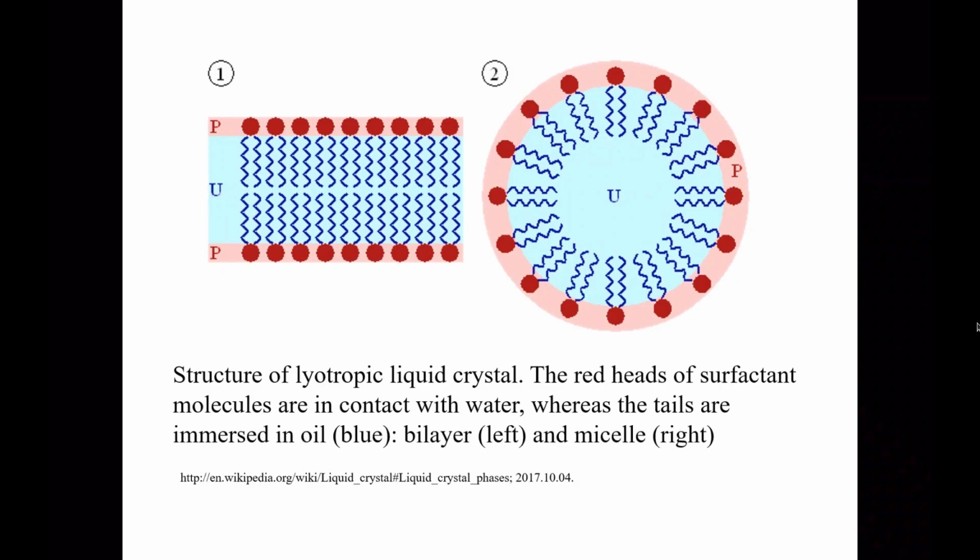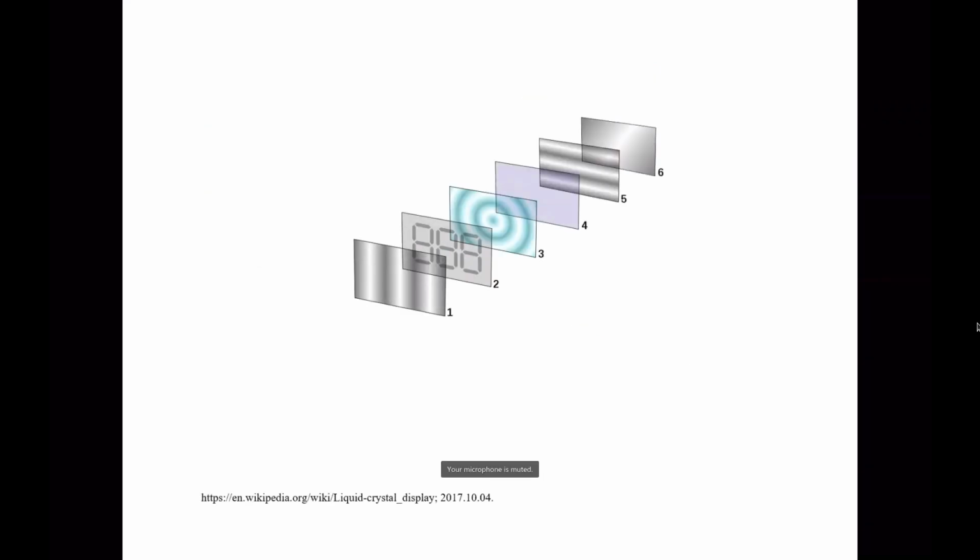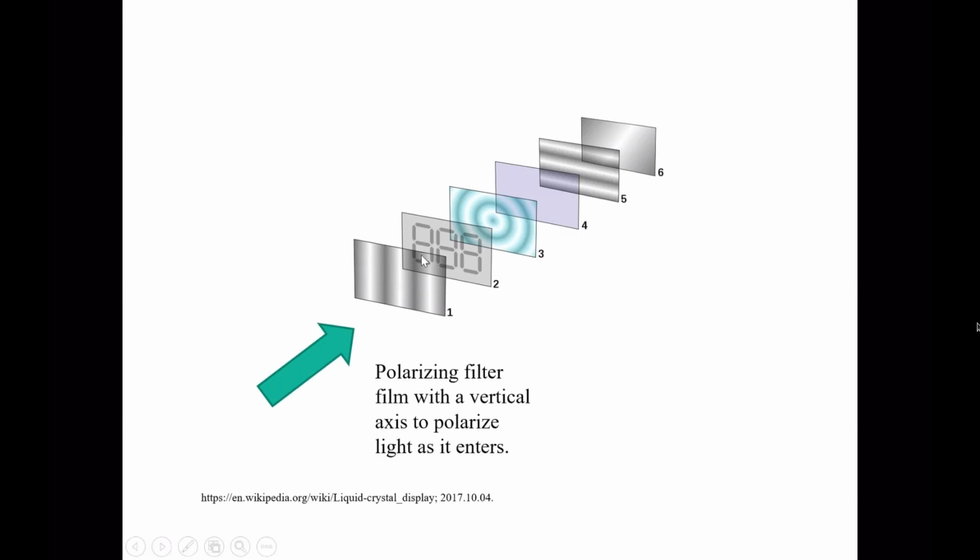We use these properties of liquid crystals in technology. So this is a multi-layer system of our watch display. This is light. This one is a very thin glass plate that has a polarization property. The light is polarized by this plate, by this filter, into the vertical direction.